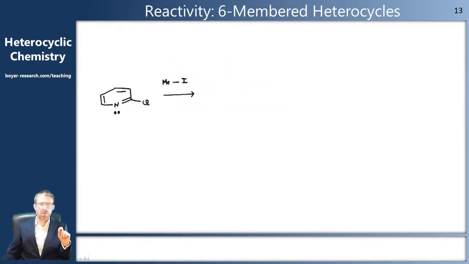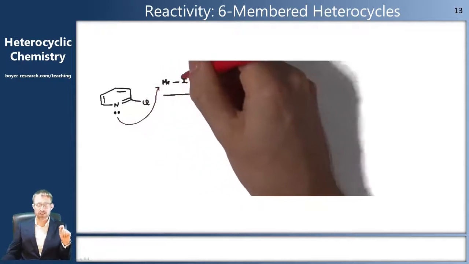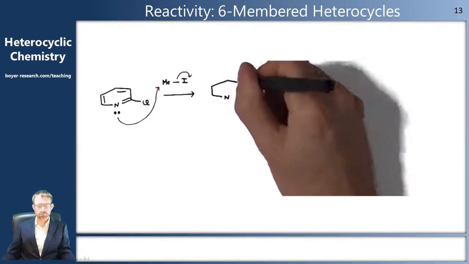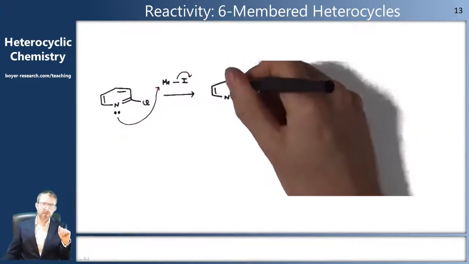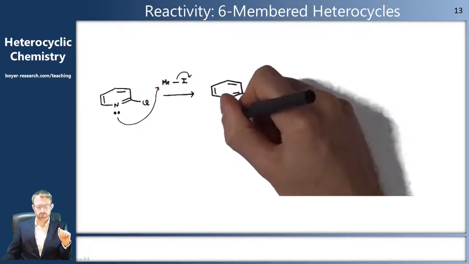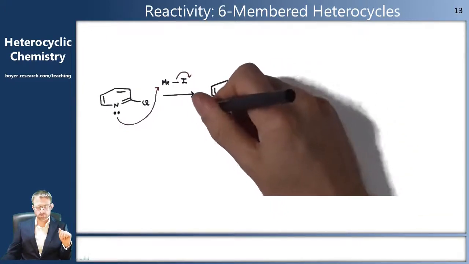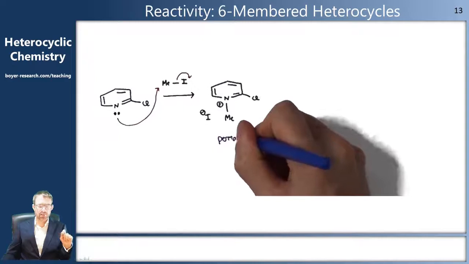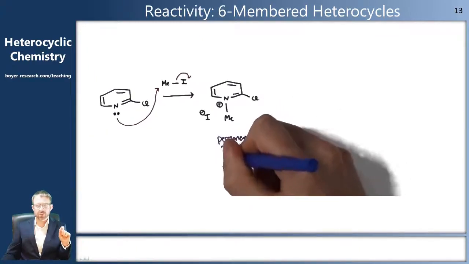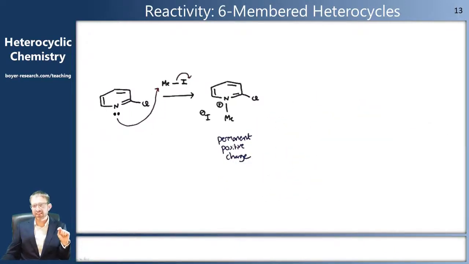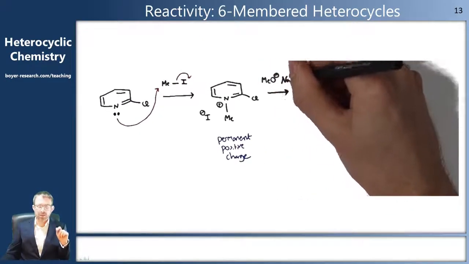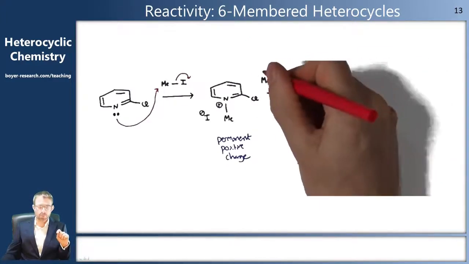We make a new nitrogen-carbon bond, and then we break a weak carbon-iodine bond, giving a good I- leaving group. And this gives us the corresponding pyridinium iodide salt. Because there's a permanent positive charge on that nitrogen atom, the entire system is much more electrophilic, such that when we have our nucleophile, in this case methoxide from sodium methoxide, we're going to get a rapid attack at the 2 position that's accelerated because we make a new carbon-oxygen bond.